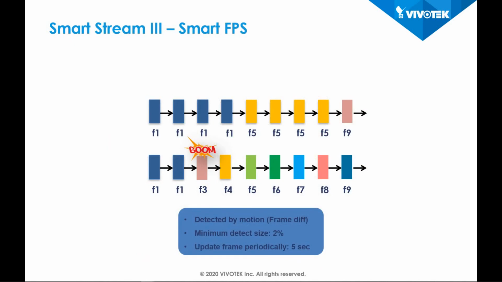The second part of Smart Stream 3 is Smart FPS. In a static scene, the algorithm is going to put old frames in queue when no motion occurs in that scene. But when motion occurs, the encoding returns to normal to deliver real-time streaming.